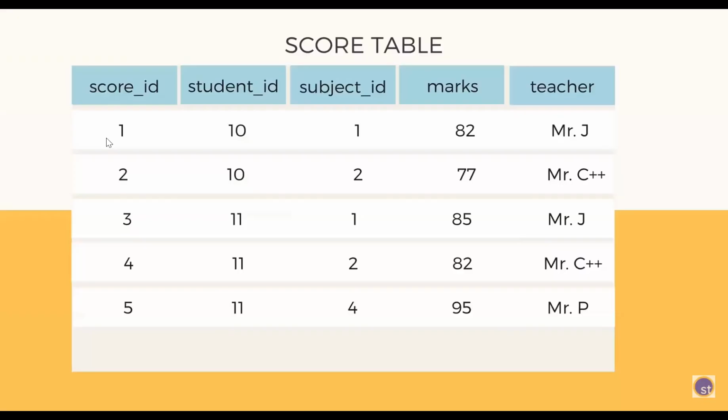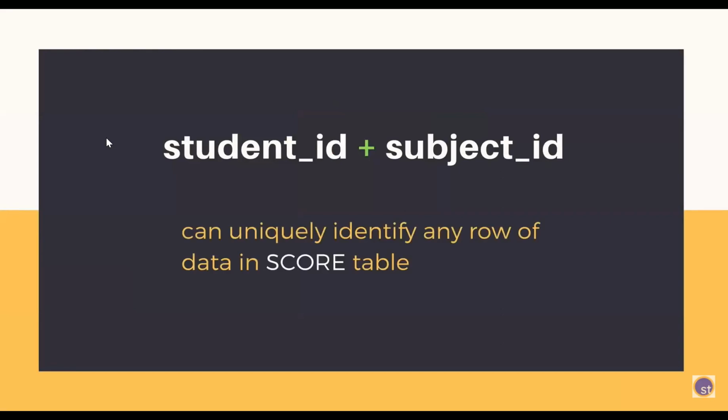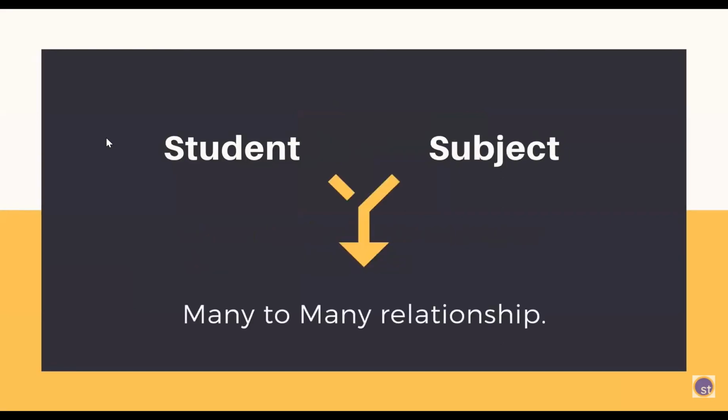You would ask how? See, if I ask you to get me marks of student with student ID 10, can you get it from this table? No, because you don't know for which subject. And if I give you a subject ID, you don't know for which student. Hence, we need student ID and subject ID together to uniquely identify any row of data because we have a many to many relationship here.